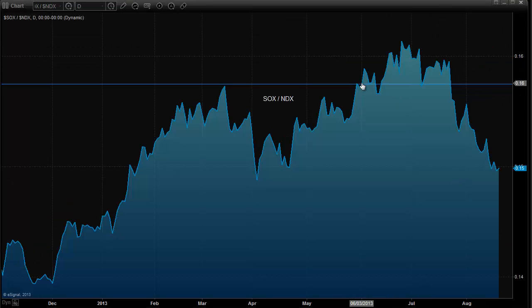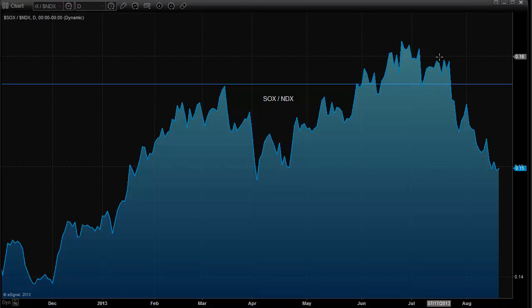All right, so here's probably the one good leading indicator for the NDX. The NDX divided against the SOX. So you take the SOX divided by the NDX. That gives you this ratio. What you want to see in a healthy market is you want to see this ratio on the rise. When this ratio is on the rise, that means the semiconductors, the SOX, are actually outperforming the NDX.